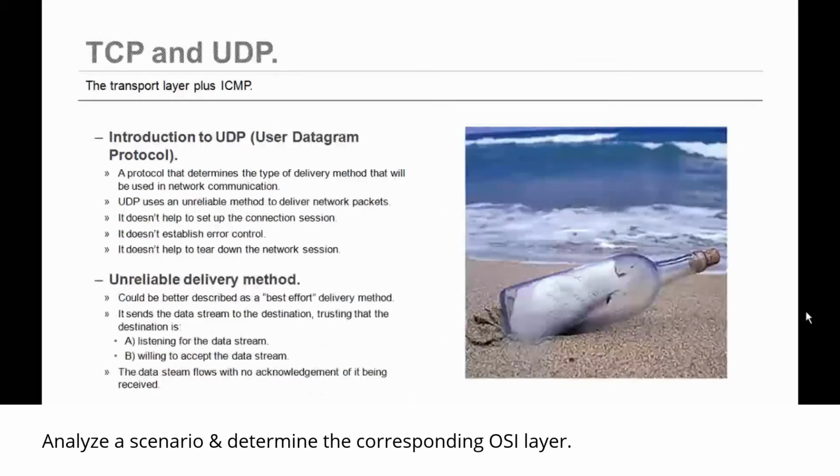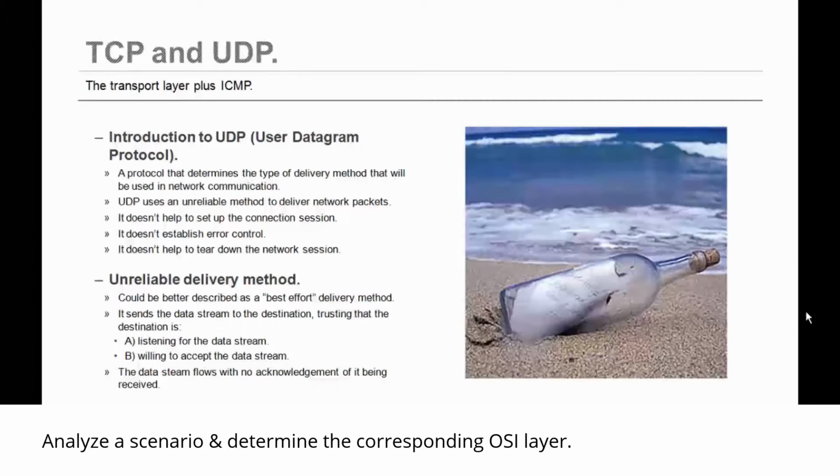So now let's talk about UDP, or User Datagram Protocol. It's a protocol that determines the type of delivery method that will be used in network communication, just like TCP. Unlike TCP, UDP uses an unreliable method to deliver network packets. It does not help to set up the connection session. It does not establish error control, and it does not help to tear down the communication session. It uses an unreliable delivery method. This could better be described as a best effort delivery method.